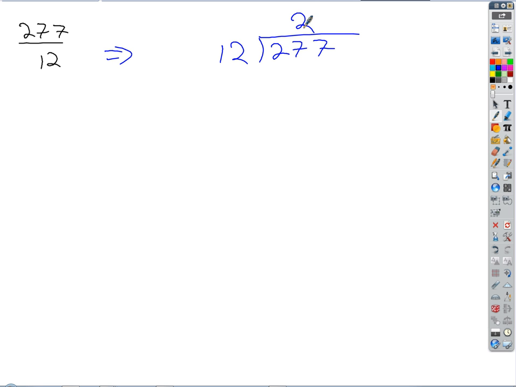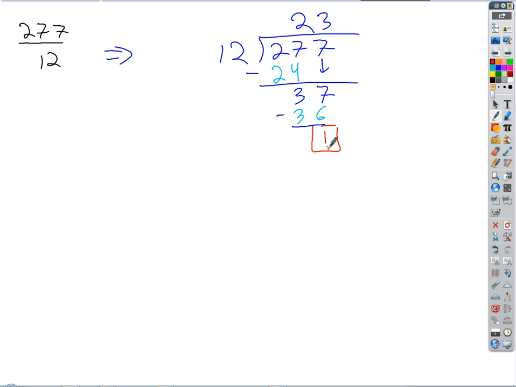Once we know how many times it goes in evenly, we multiply, which gave us 24, and then we subtract that away. And so we end up with 3, and I bring down the 7. So then we ask, how many times does 12 go into 37? And the answer is 3. Now what? 36. Okay, so I multiply, subtract 36, and I get a remainder of 1. There you go. So I get 1 for my remainder.